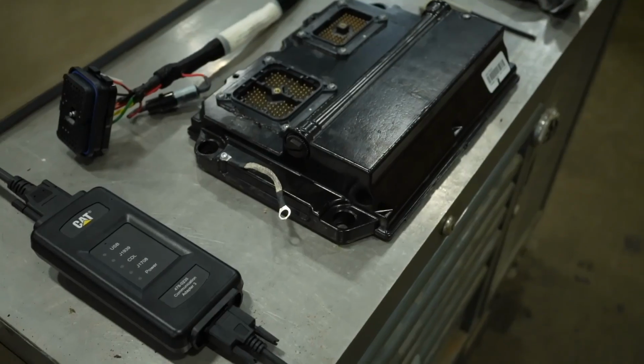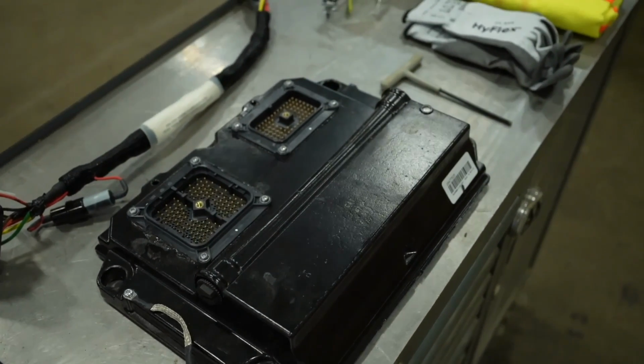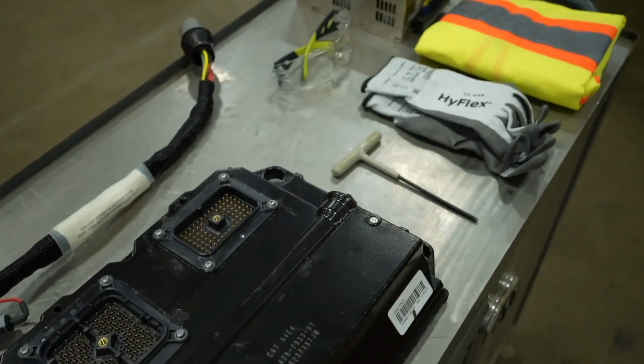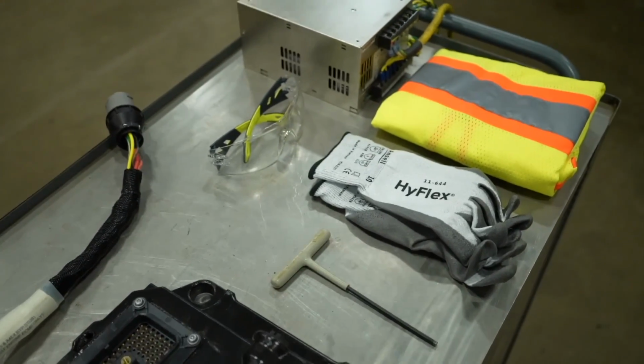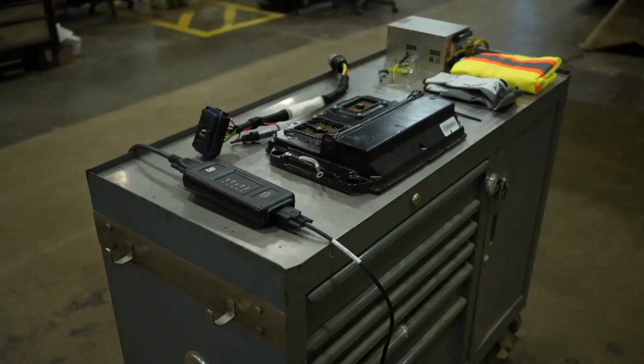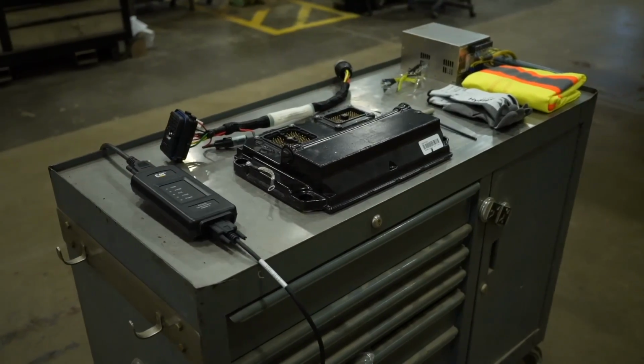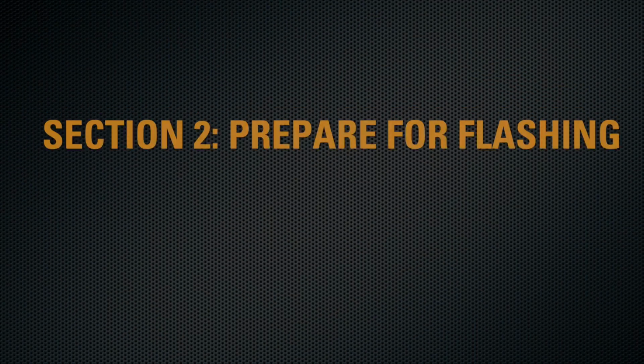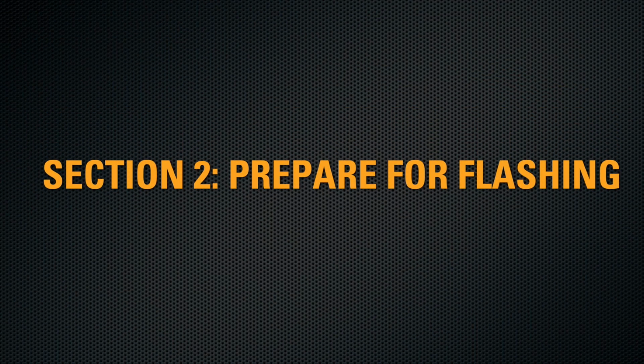Step 7. If the ECM is mounted on the engine or machine, remove it now. Step 8. Install the replacement ECM or bring it to your test bench. Now let's move on to Section 2, preparing for flashing.